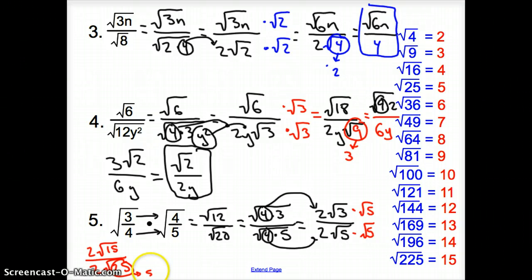Turns into 5. So what do I have to do with the 2 and the 5? I have to multiply them together. So it's going to be 10 on the bottom. What's going to be on top? It's going to be 2 times the square root of 15.